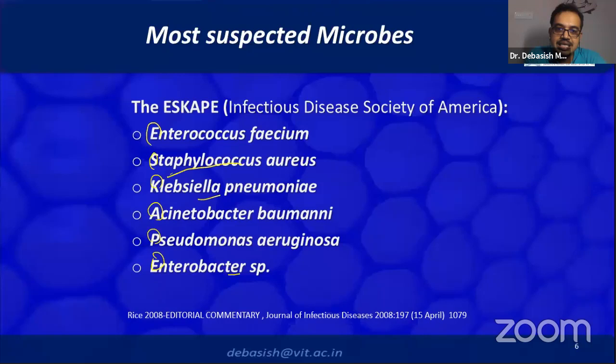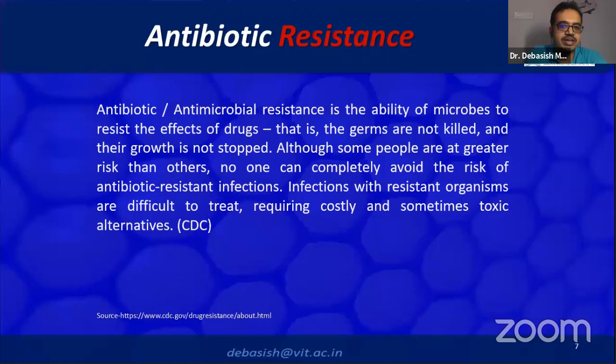And let's see how antimicrobial resistance develops. This is a short definition of antimicrobial resistance. The CDC defines it as making it very difficult to treat people with infection. It is also highly costly, and sometimes we need to use toxic alternatives. That means the doctor may put you at more risk of losing your life, to save your life though.